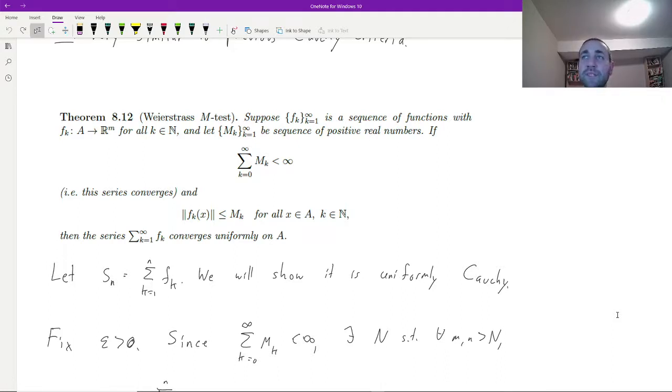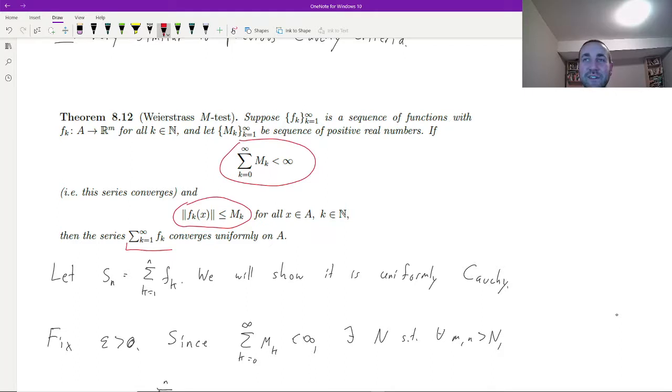So I'm going to fix some sequence f_k of functions, and I'm going to let M_k be a sequence of positive real numbers. If M_k has two properties, it's a summable sequence, that is, the sum from k equals 0 to infinity of M_k converges, and it's an upper bound for the norm of the f_k's, then the partial sum, k equals 1 to infinity of f_k, converges uniformly.